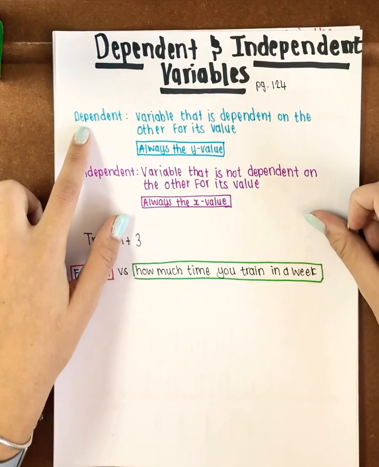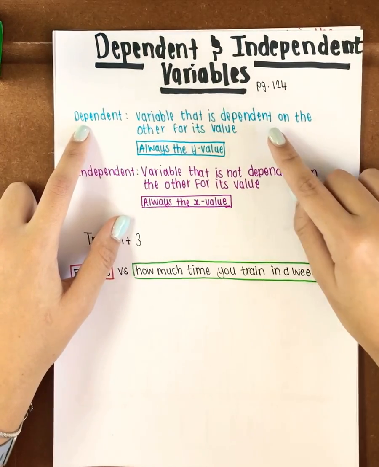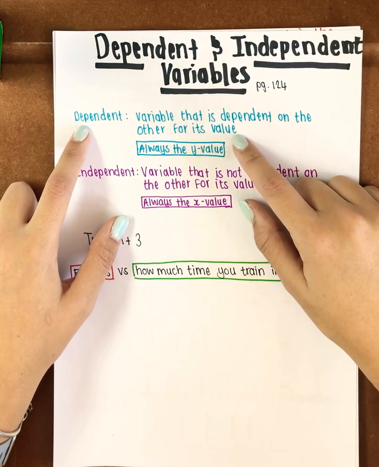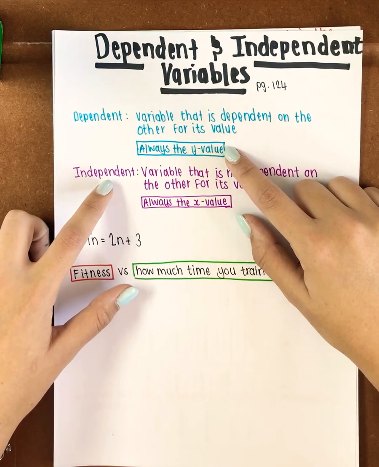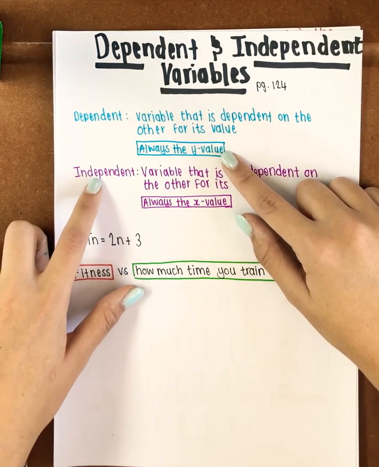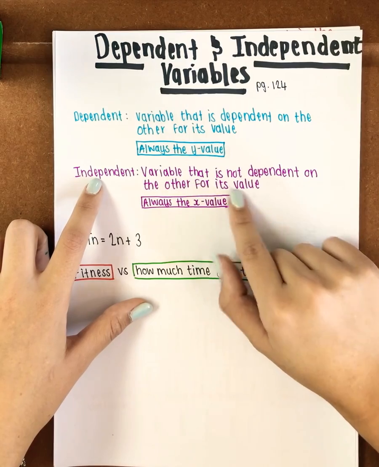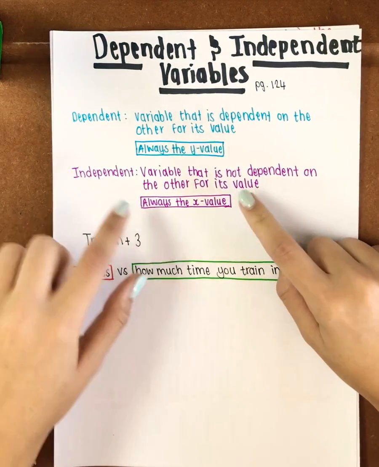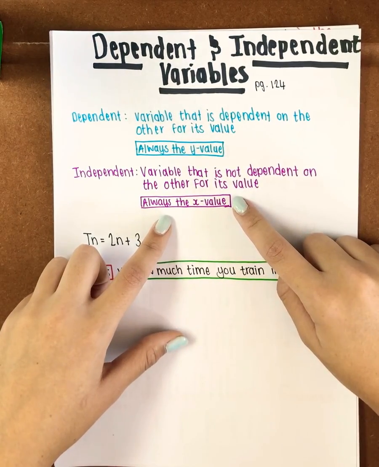Now your variables come in two different types. There's your dependent, the variable that is dependent on the other for its value, and this is always your y value, your output value. Then your independent is the variable that is not dependent on the other for its value, and this is always your x value, your input value.